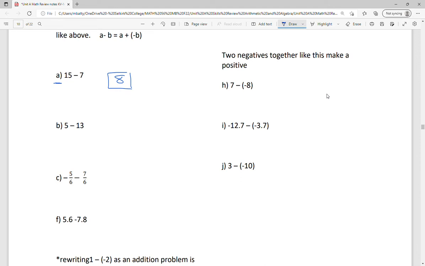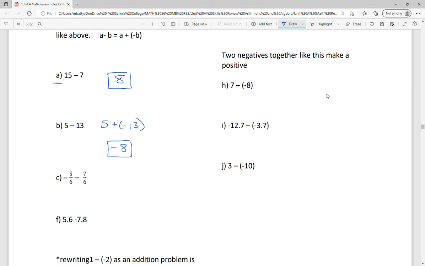This one, it would be 5 plus a -13, so I could take the difference and then the sign of the larger. Or if you're tuning me out because you're like, forget it, Marianne, I have a calculator that works, just go for it. Totally happy with that.